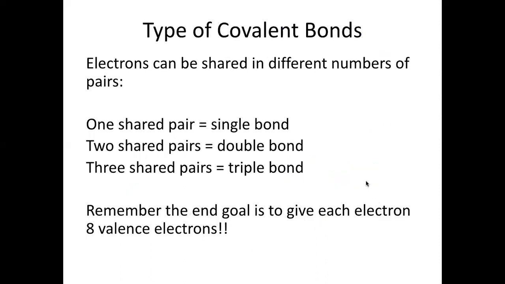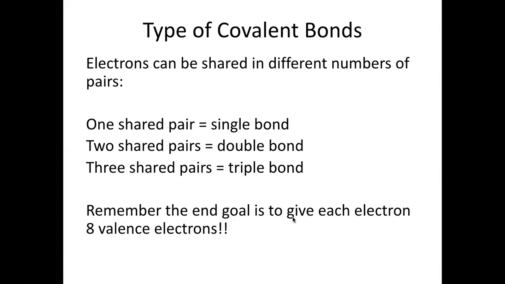So there are different types of covalent bonds. Electrons can be shared in different numbers of pairs. I do want to say a pair is 2, so there are still 2 electrons in each bond. When 1 pair is shared between 2 atoms, we have a single bond. When 2 shared pairs exist, we have a double bond. And when 3 shared pairs exist, we have a triple bond.